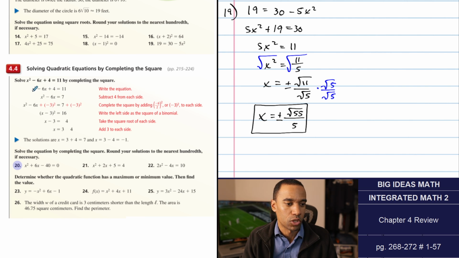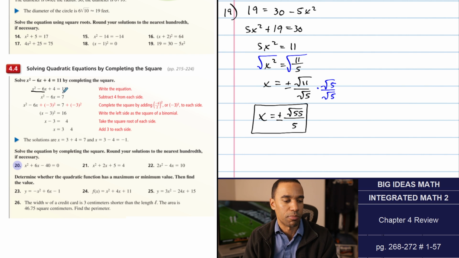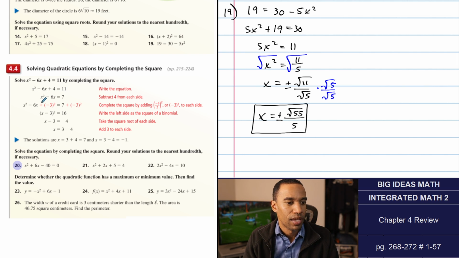4 is not the number that works with these two terms. We've got to find something else. So we subtract 4 from both sides, make it 7. Now they're going to find the value that gives you a perfect square trinomial.